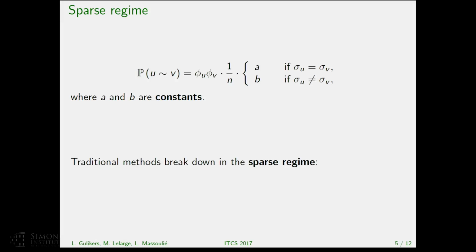And it actually turns out that traditional methods, such as using the adjacency matrix or the Laplacian matrix to study the graph, break down in the sparse regime. They no longer work. So we have to find other methods to detect communities in this sparse regime.